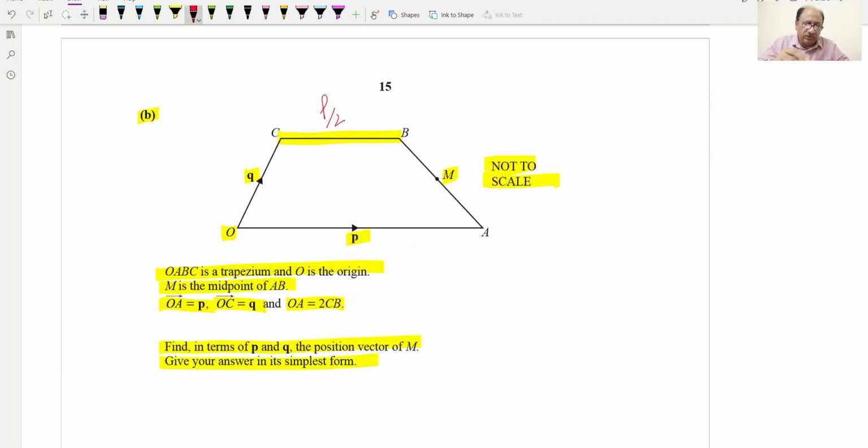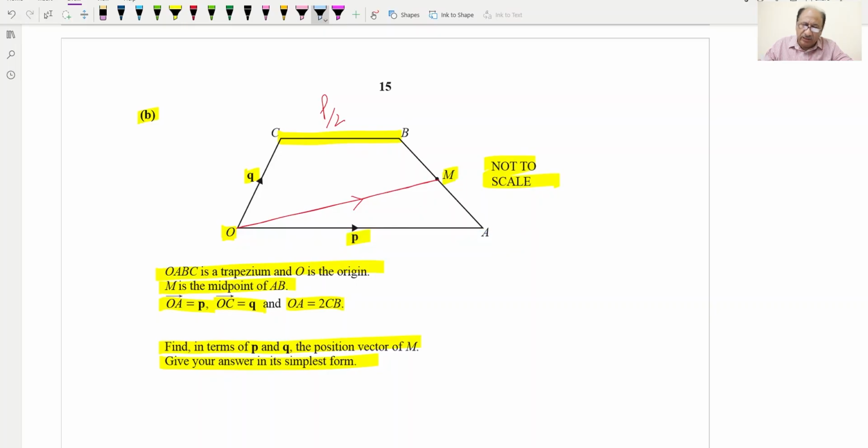So for the position vector, if we draw, the position vector of M is basically this one. So for the position vector of M, we can take this route, and for this route we have p, but we require AM.